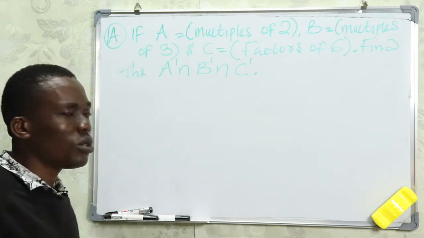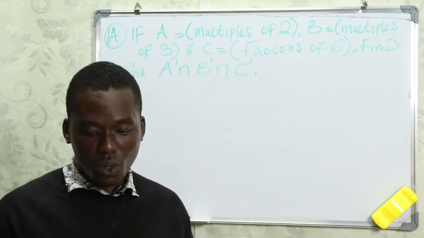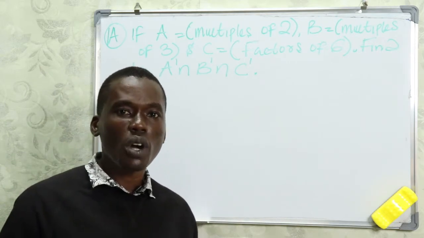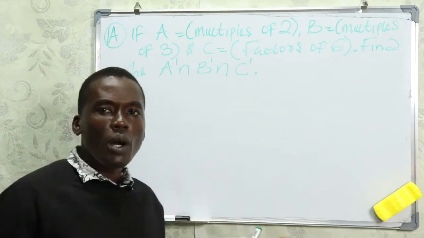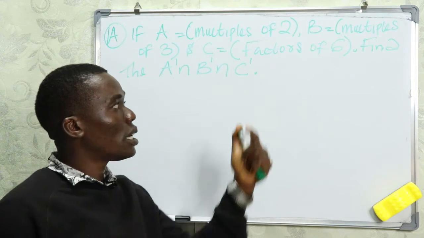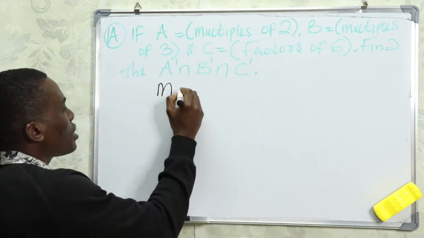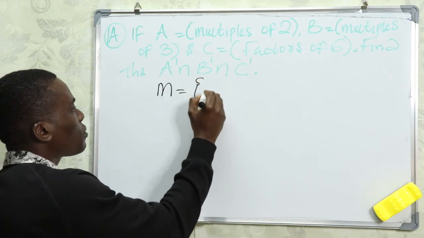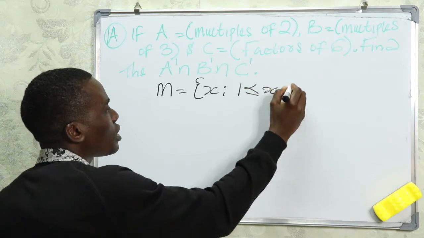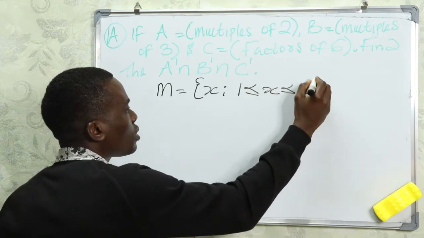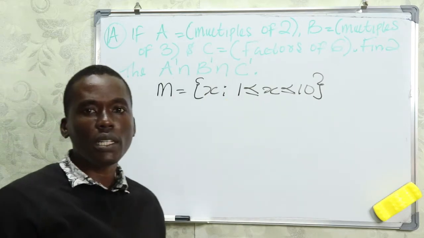The first thing we need to do is to answer question 1A. I want you to pay attention as we go about discussing this question on set theory. Remember, we were told that all these parameters are subsets of a set M, and the set M is a set that ranges from what? X, which is 1 less than or equal to X, and less than or equal to what? 10. All these values are subsets of that set.